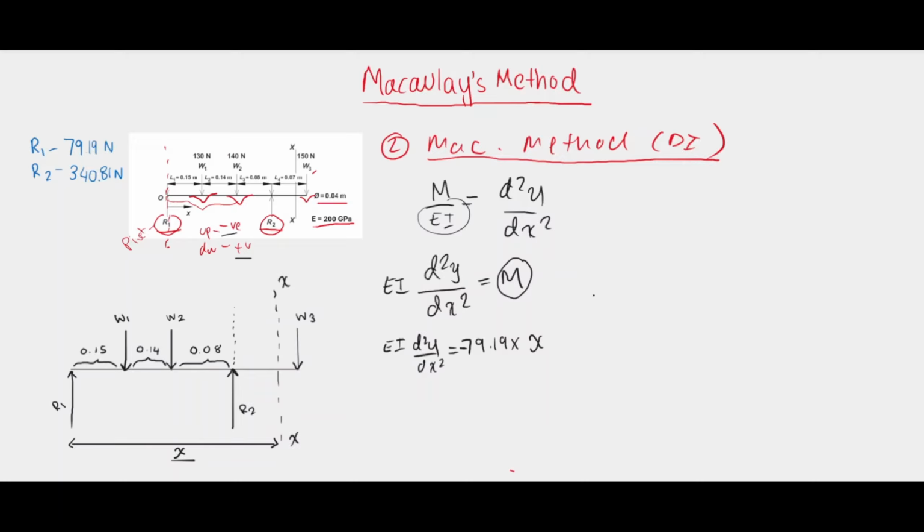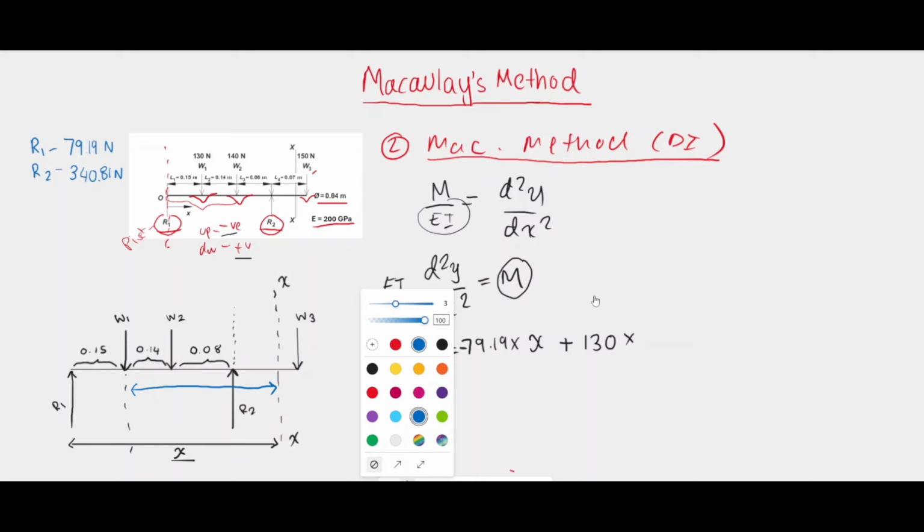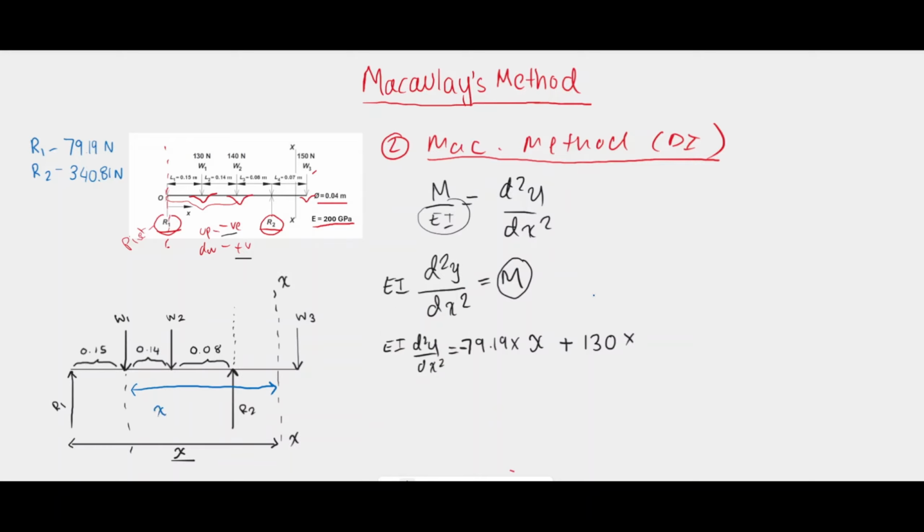Make sure to put the minus sign. Okay, and the next force is W1. W1 is acting downwards, so it'll be positive. W1 is 130 times the perpendicular distance between W1 and the pivot that we've taken, x. This distance here is equal to x, that is its entire length, minus this length over here, 0.15. So we can write it over here as 130 times x minus 0.15.